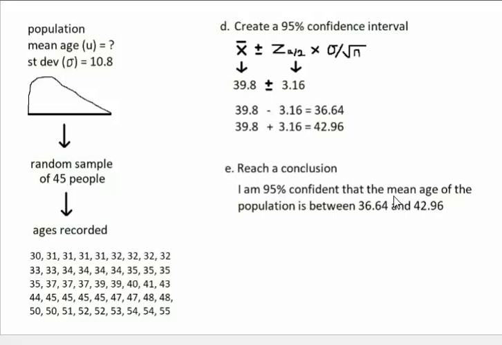The reason why I'm saying mean age of the population is because that's what we're focusing on in this example. In this situation, the mean age of the population is what we care about. It's what we want to estimate. We would like to know what it equals. So that's what we put into our sentence at the end of the problem. Now, if we were interested in the mean GPA of the population, then we would just say mean GPA of the population is between here and here. So you just have to phrase it in the context of the situation that you're dealing with.